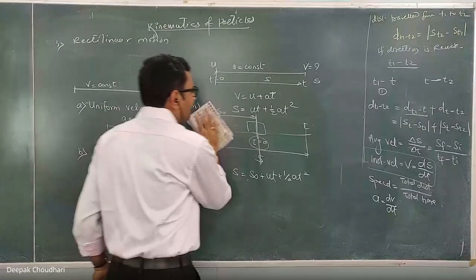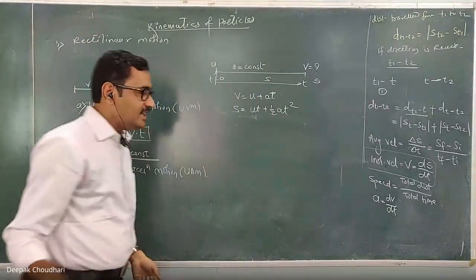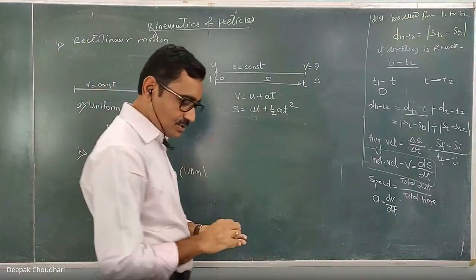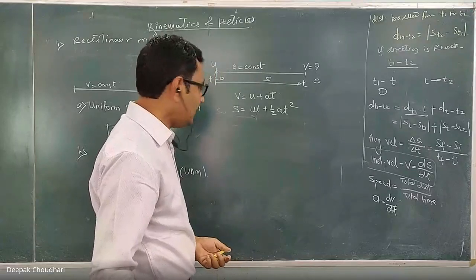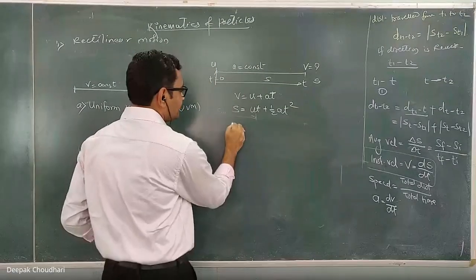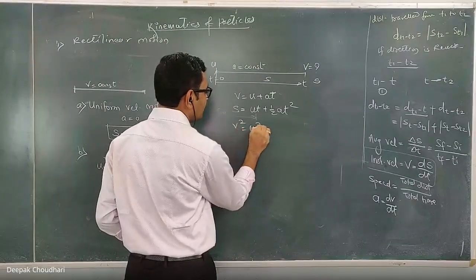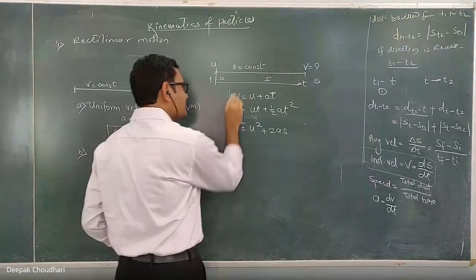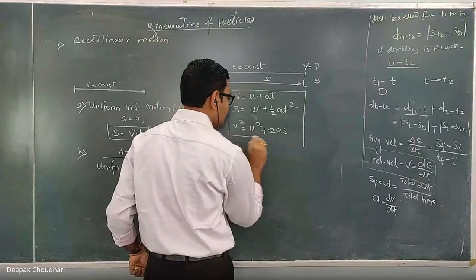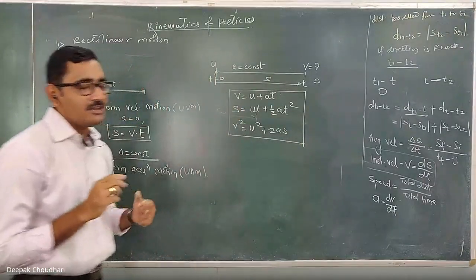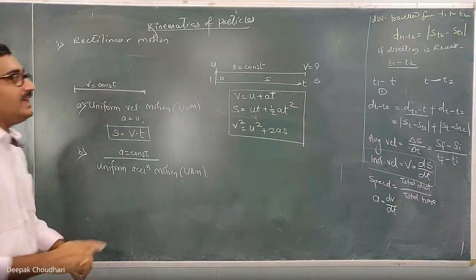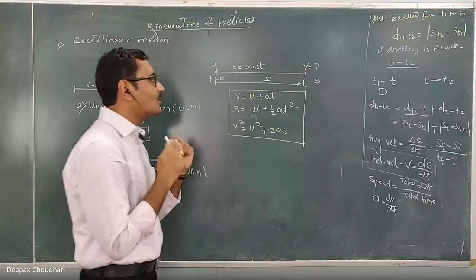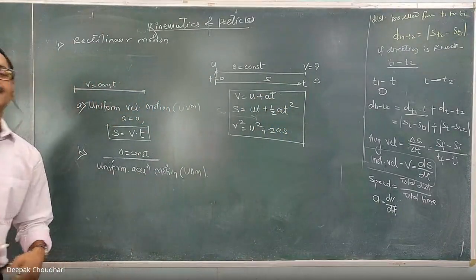So this is the second type of rectilinear motion, which is uniform acceleration motion. We have to use the formula S equal to ut plus half at square. And the third one is v square equal to u square plus 2as, the third kinematic equation. Clear? These are known as kinematic equations, or equations of motion, but you have to use them only when the acceleration is constant. It may be positive or negative, but it must be constant.